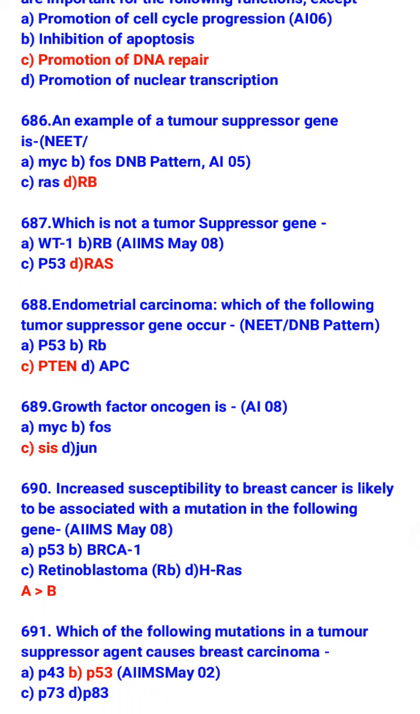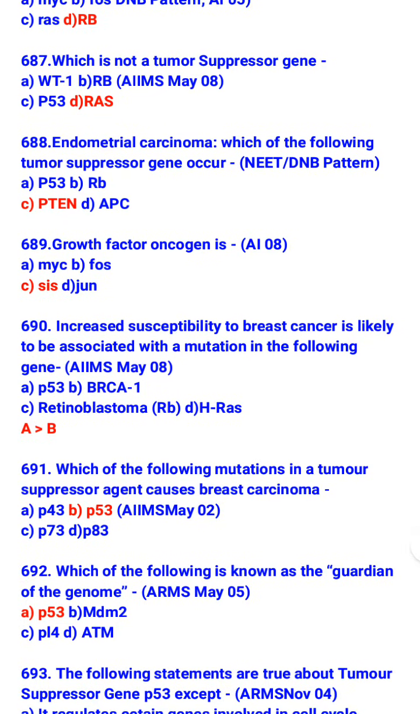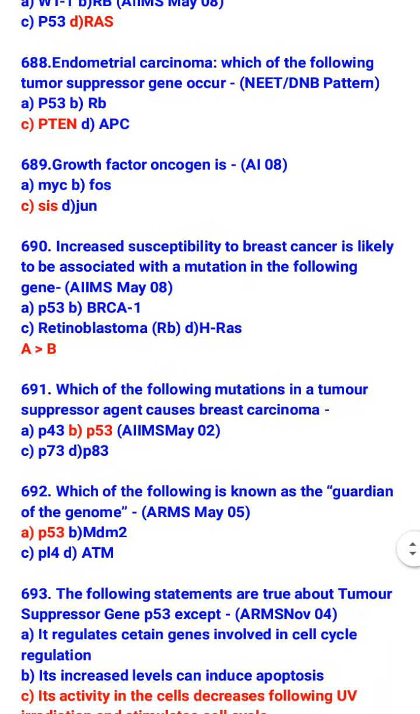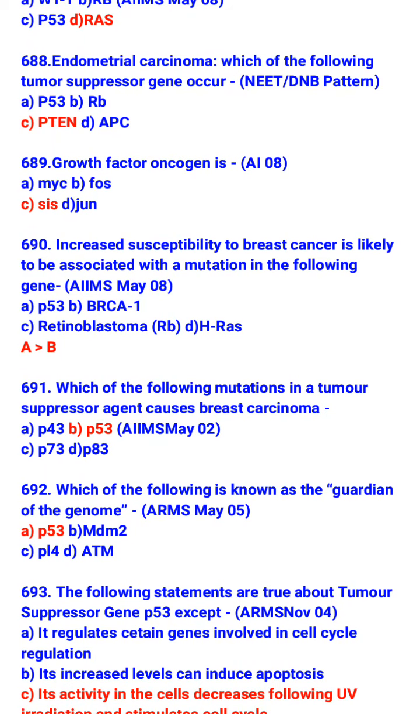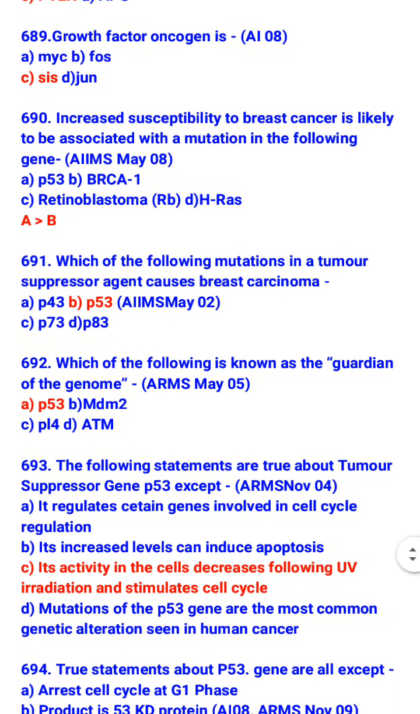In endometrial carcinoma, which of the following tumor suppressor genes is involved? PTEN. Growth factor oncogene is SIS. Increased susceptibility to breast cancer is likely to be associated with a mutation in the following gene. P53 is more appropriate than BRCA1. Which of the following mutations in a tumor suppressor gene causes breast carcinoma? P53. Which of the following is known as the guardian of the genome?